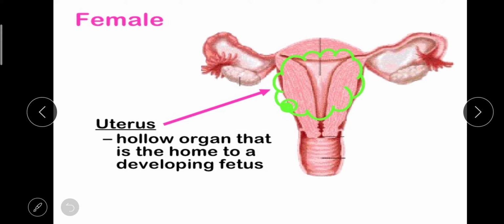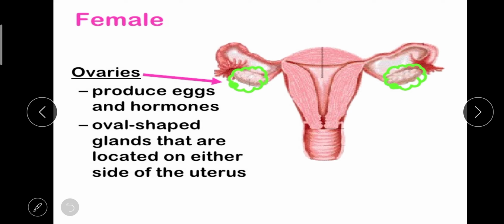Next part is uterus. It is a hollow organ that is the home to a developing fetus. The fetus will develop in the uterus. It will grow for 9 months, the duration the fetus takes for complete growth and development, and that happens in this uterus. So it is called the home of the developing fetus.